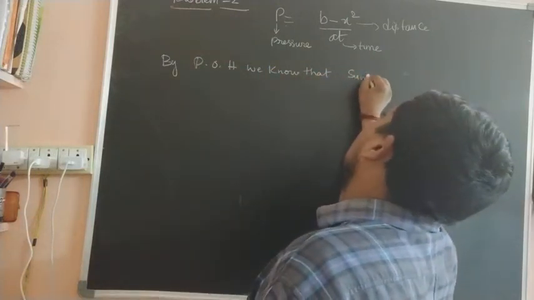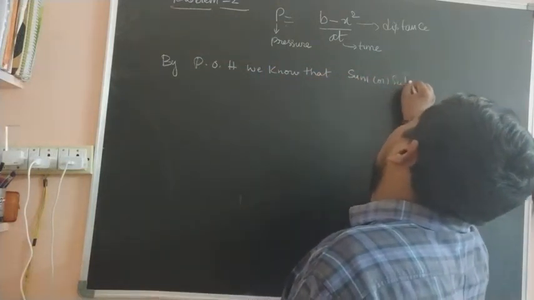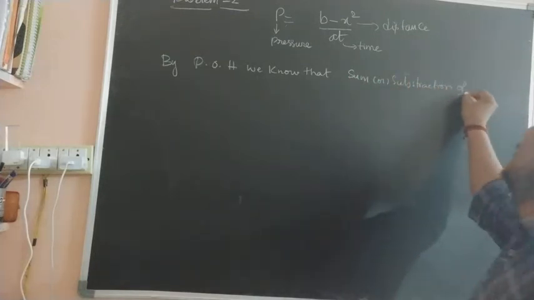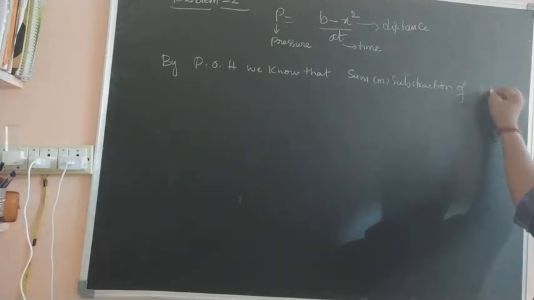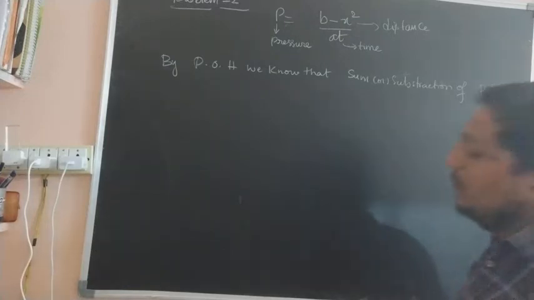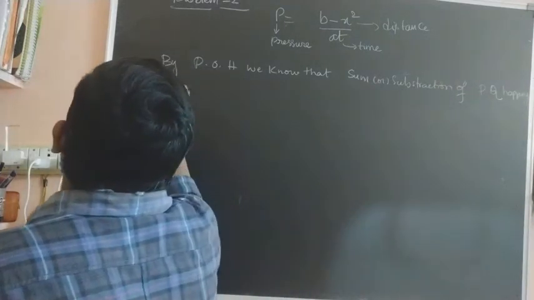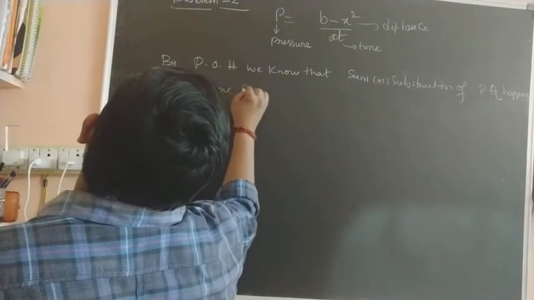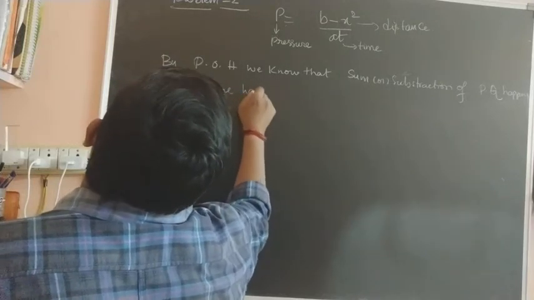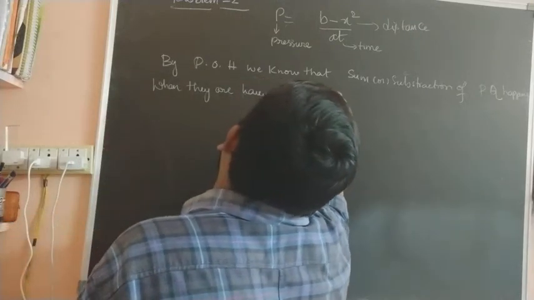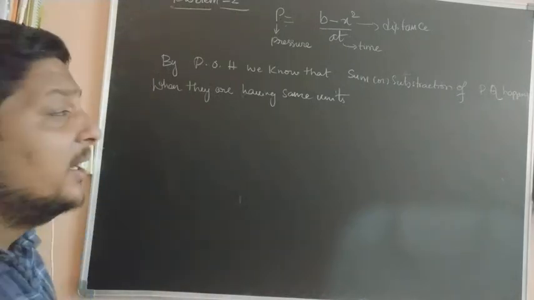sum or subtraction of physical quantities happens when they have the same units.